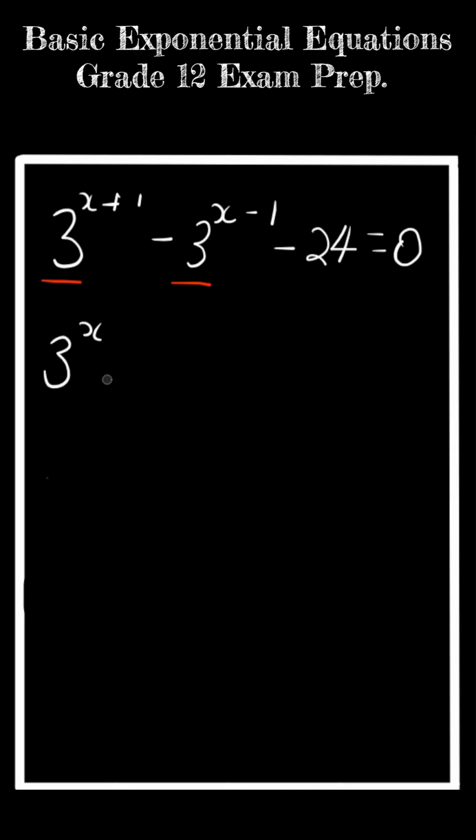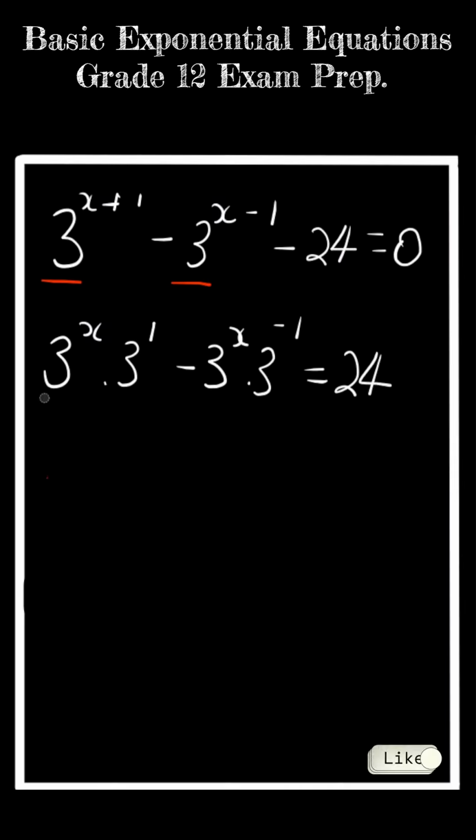3 to the power of x times 3 to the power of 1 minus 3 to the power of x times 3 to the power of negative 1, which is equal to, we take the 24 over to the other side of the equation, so we'll change signs from negative 24 to positive 24. So we can see that 3 to the power of x is a common factor, so we can take it out and we open a bracket.